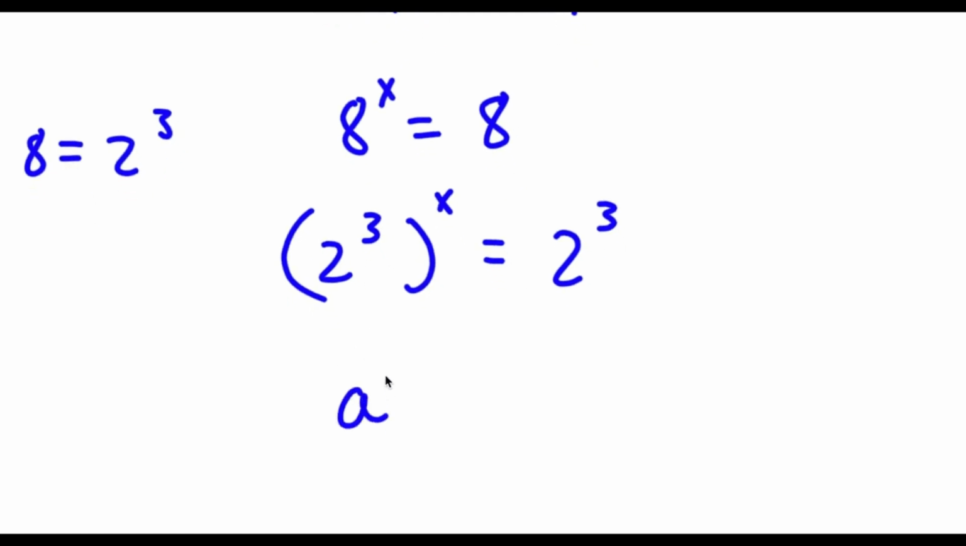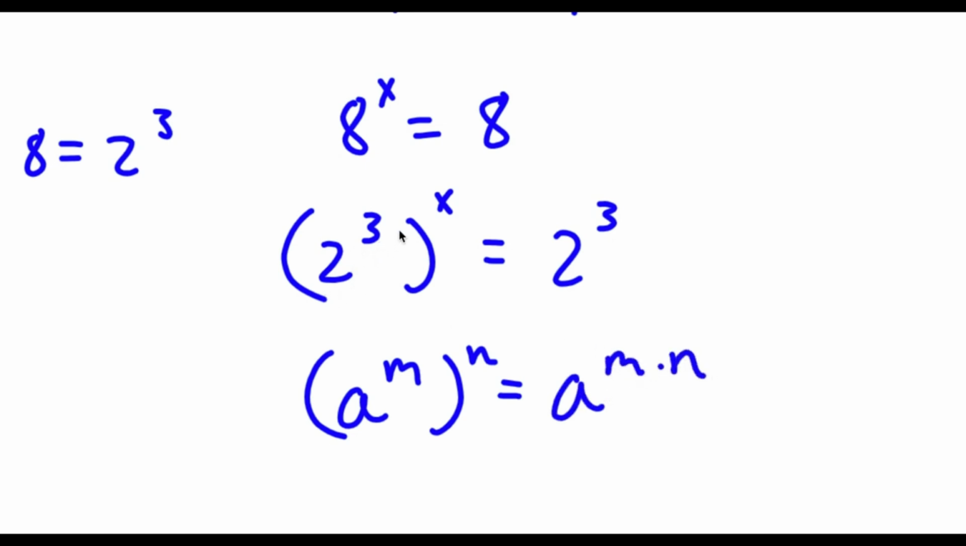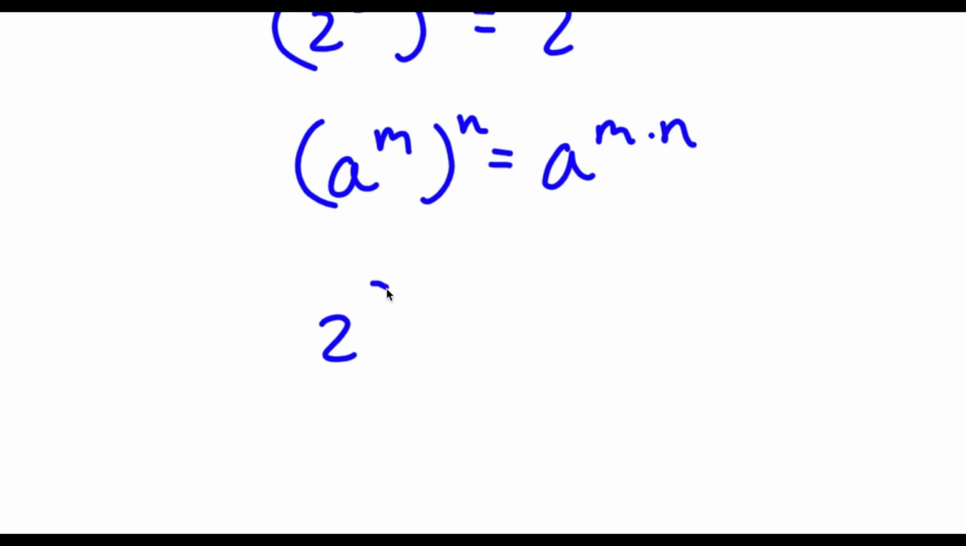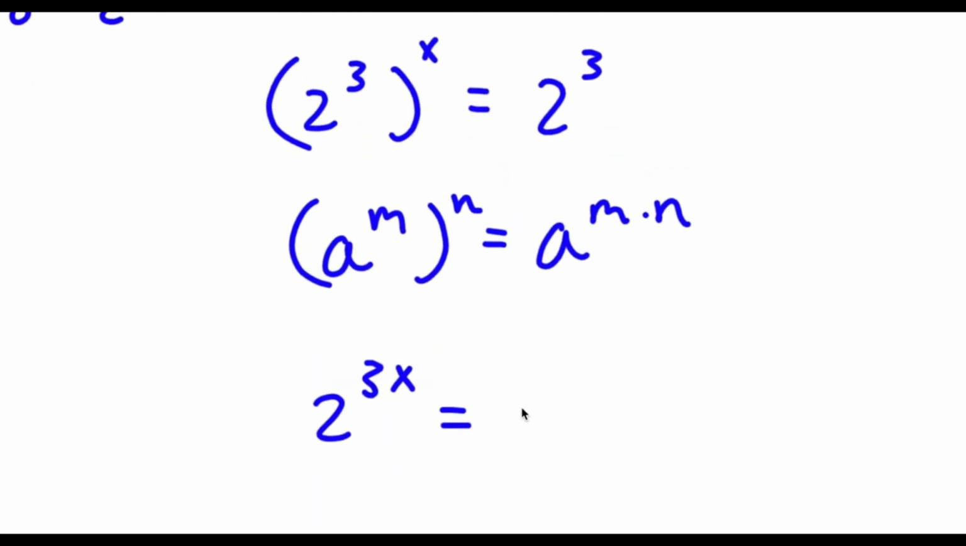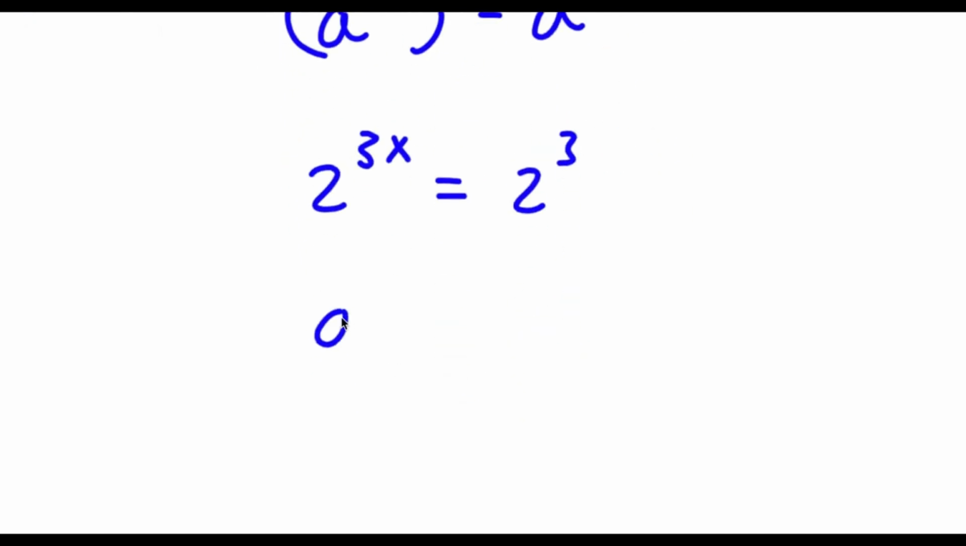Now, if I have something in the form a to the power of m to the power of n, this is equal to a to the power of m times n. So 2 to the power of 3 to the power of x, that's going to equal 2 to the power of 3 times x, which is simply 2 to the power of 3x, which is equal to 2 to the power of 3. Now, if I have something in the form a to the power of m is equal to a to the power of n, this means that m is equal to n.